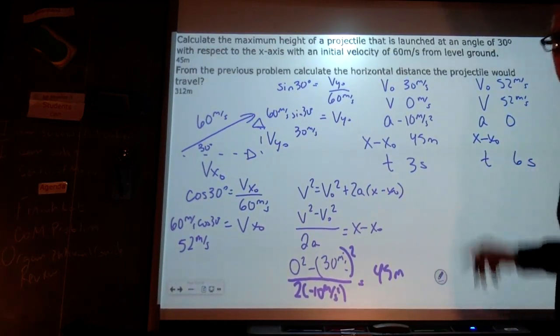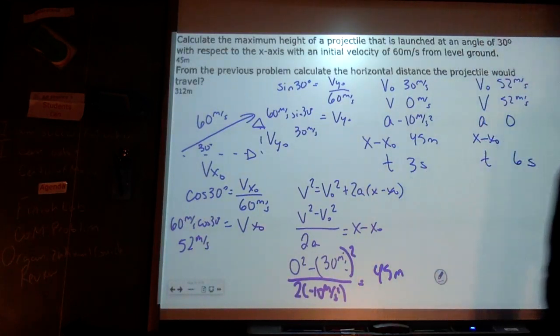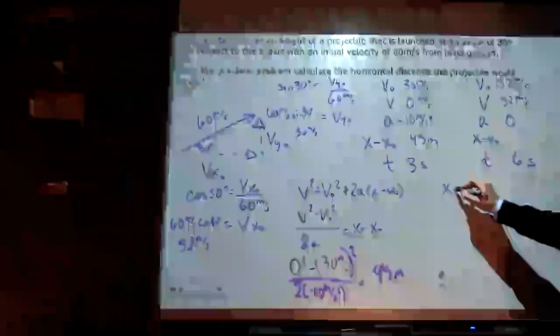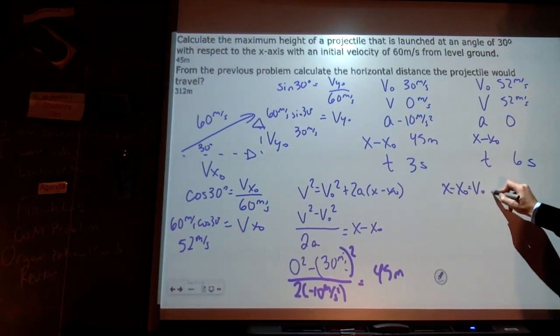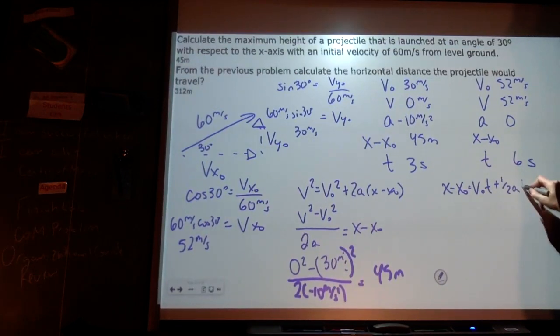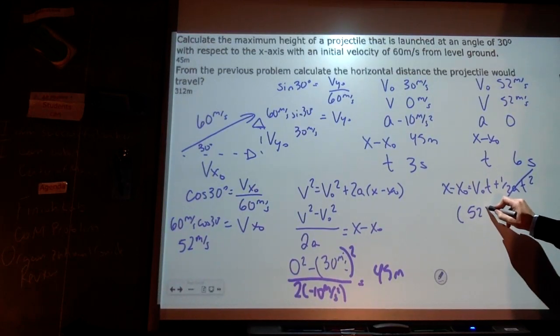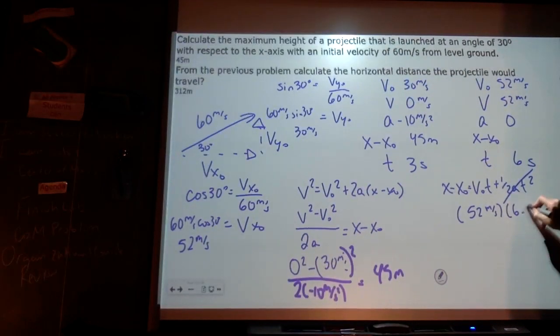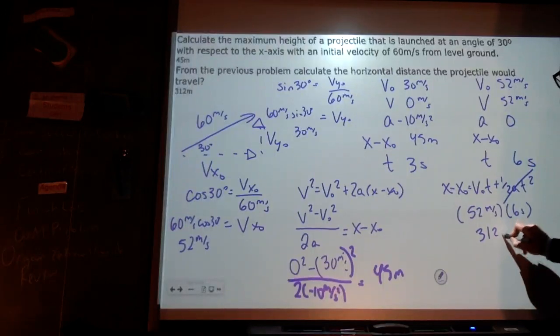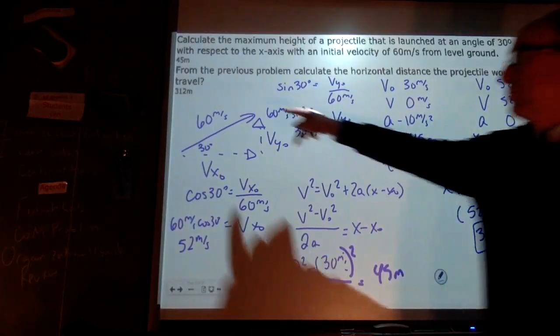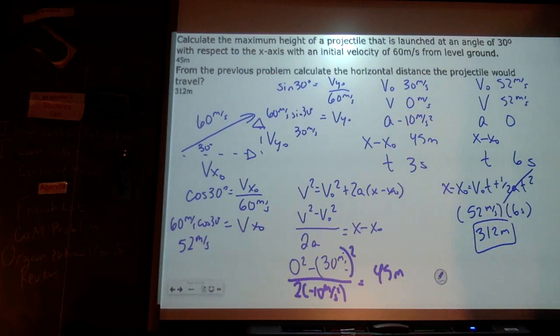And now I'm going to double my time. And then I'm going to use my x minus x naught equation. And I'll give you guys all the equations. That cancels out. And I'm going to have 52 times 6, which should be 312, or pretty close to what that is.